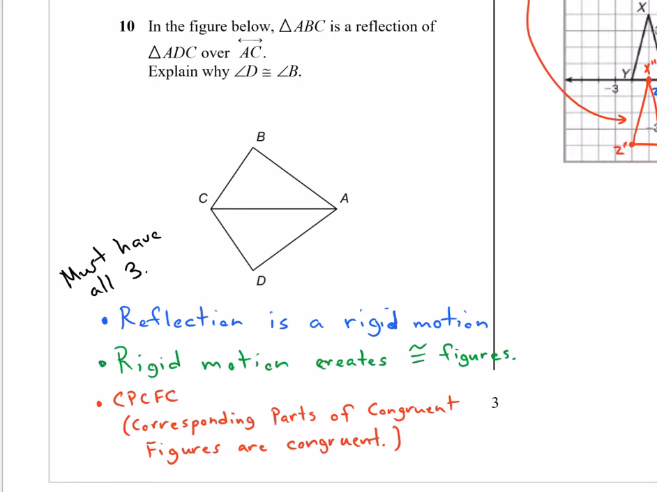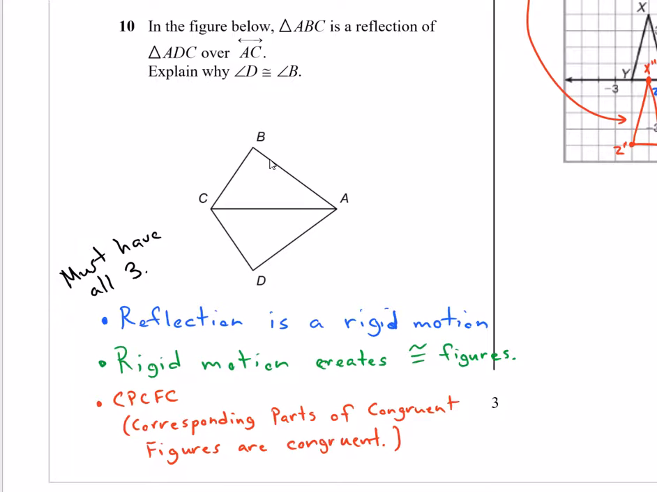On number 10, it says, in the figure below, triangle ABC is a reflection of triangle ADC over the line AC. Explain why angle D is congruent to angle B. So they're saying that angle D is the same as angle B, which would be correct. But there's actually a real logical way we have to explain it. We have to use the rules that we've actually been talking about in class.